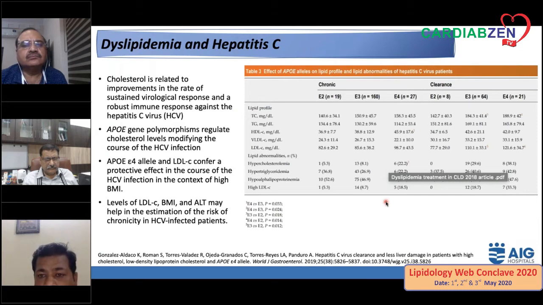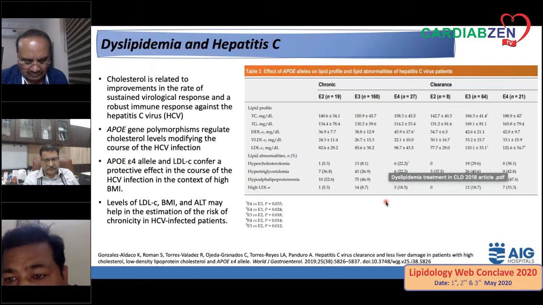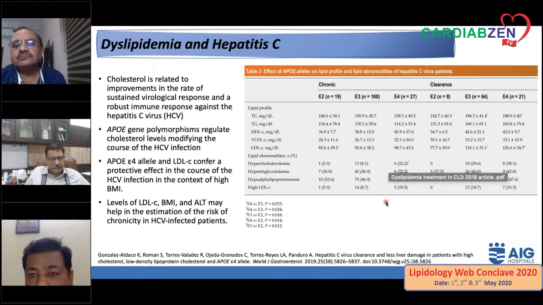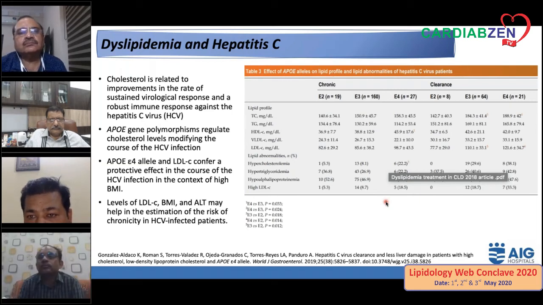Coming to an interesting part, hepatitis C and dyslipidemia. These studies came when we started using sofosbuvir and velpatasvir, and this was an incidental finding that cholesterol was related to improvement in the sustained virological response, and those who had higher cholesterol had a robust immune system against hepatitis C. They could not find out the cause, but they found that ApoE mutations possibly had a protective effect in the course of hepatitis C virus infection, and they might be one of the reasons where an improved response is seen.